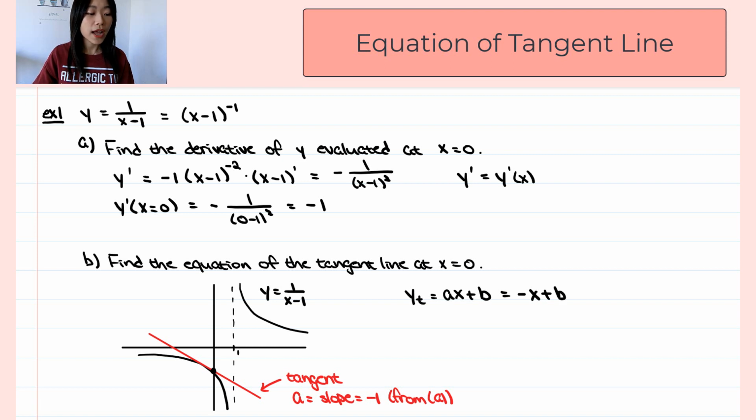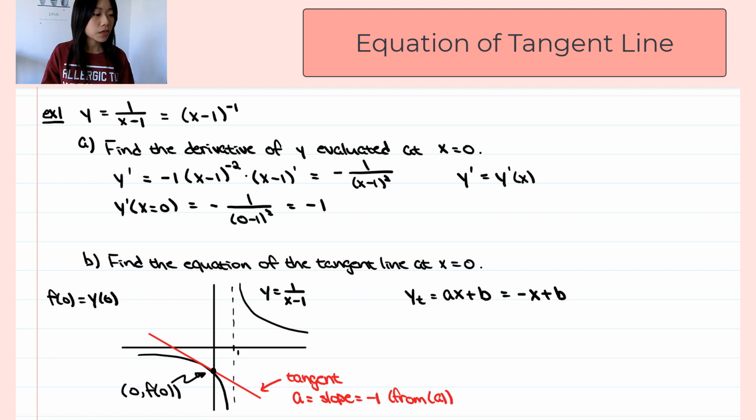Now how do we find the y-intercept? We substitute a point in the line into the equation. Do we know any point on the red curve? Yes. We know that this tangent line passed through the y function at x equals to 0. So this tangent line is passing through 0, and y is the function evaluated at 0. What is f of 0? Which is the same thing as y of 0.